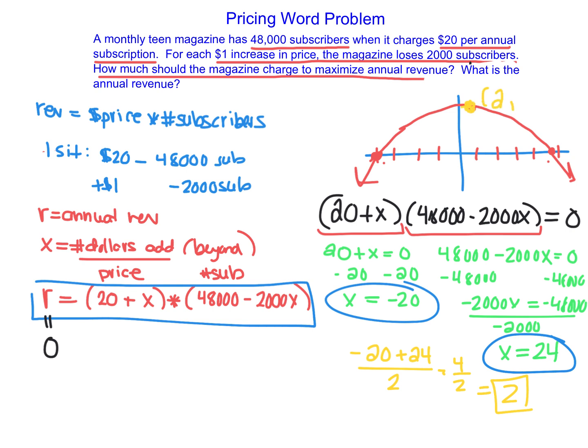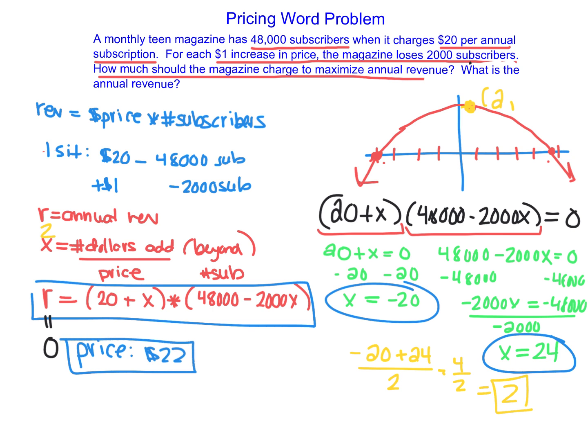And that 2 represents the number of dollars that we added onto our price. So what that's telling us here is the best price, the price that yields the maximum revenue, is going to be $20 plus 2, which is going to be a price of $22. That's when our maximum revenue is going to occur.